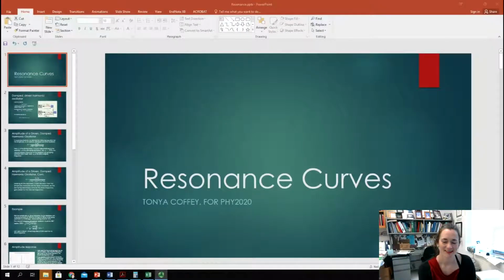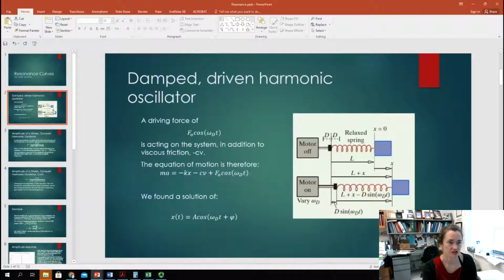Hey everybody. So today I want to talk to you about resonance curves. And resonance curves have to do with the damped driven harmonic oscillator. So just to recap what we already talked about in a previous lecture, let's assume that we have a damped driven harmonic oscillator, and we're going to assume that this oscillator is moving in a horizontal direction, so we don't have to worry about gravity.